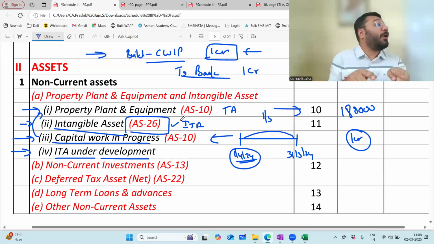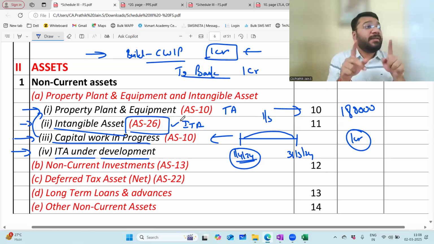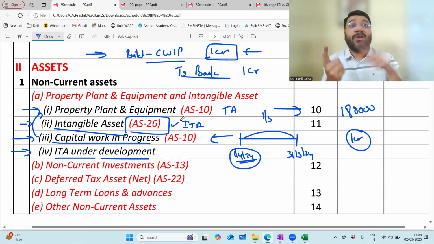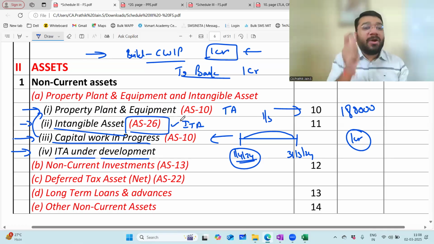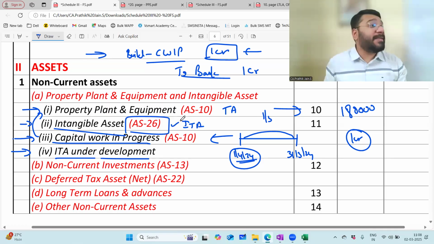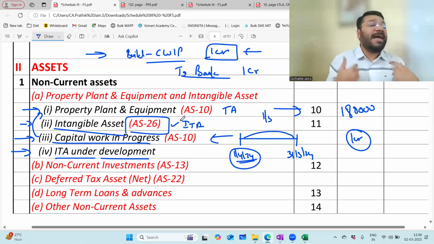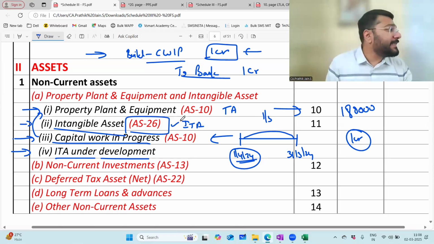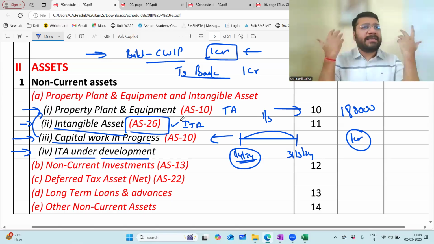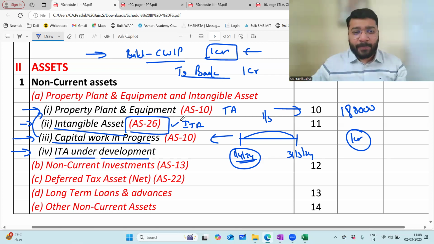So if you're using any software and paying for it, you're getting a right to use. You're not owning it. So who will record software as an intangible asset? The person who owns that software will record it as an intangible asset. About intangible assets, we'll be discussing in depth when we go to AS26.